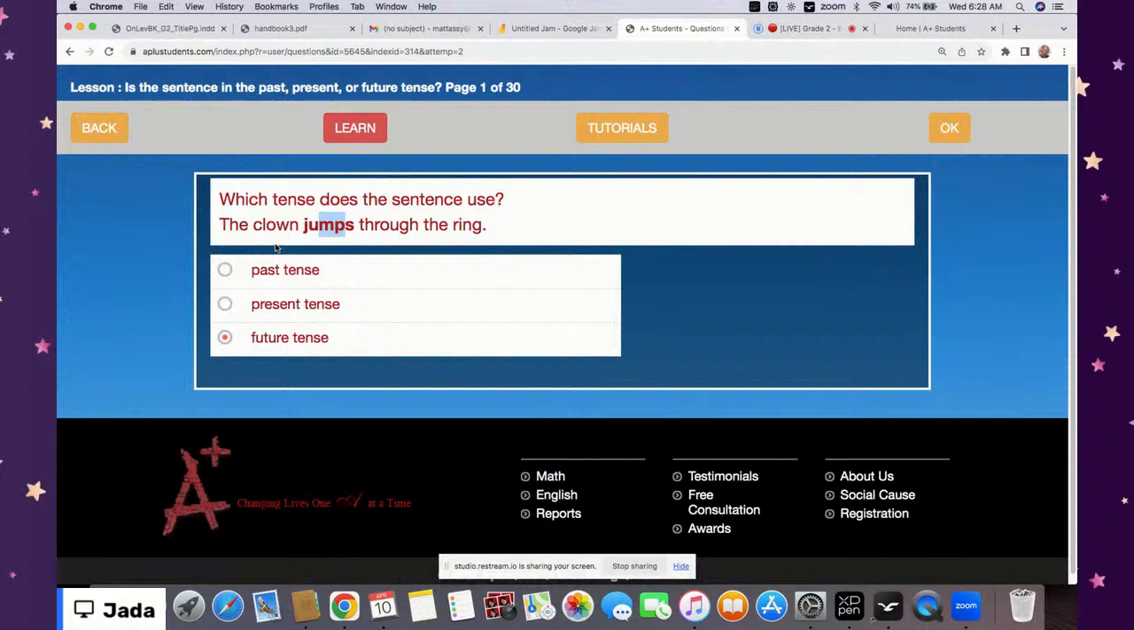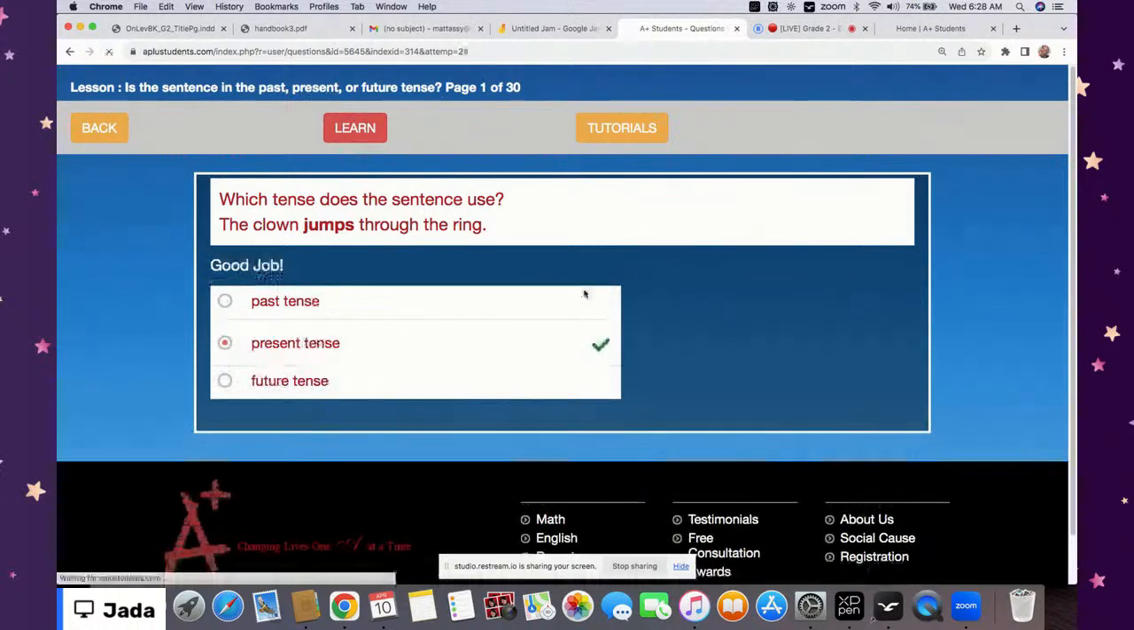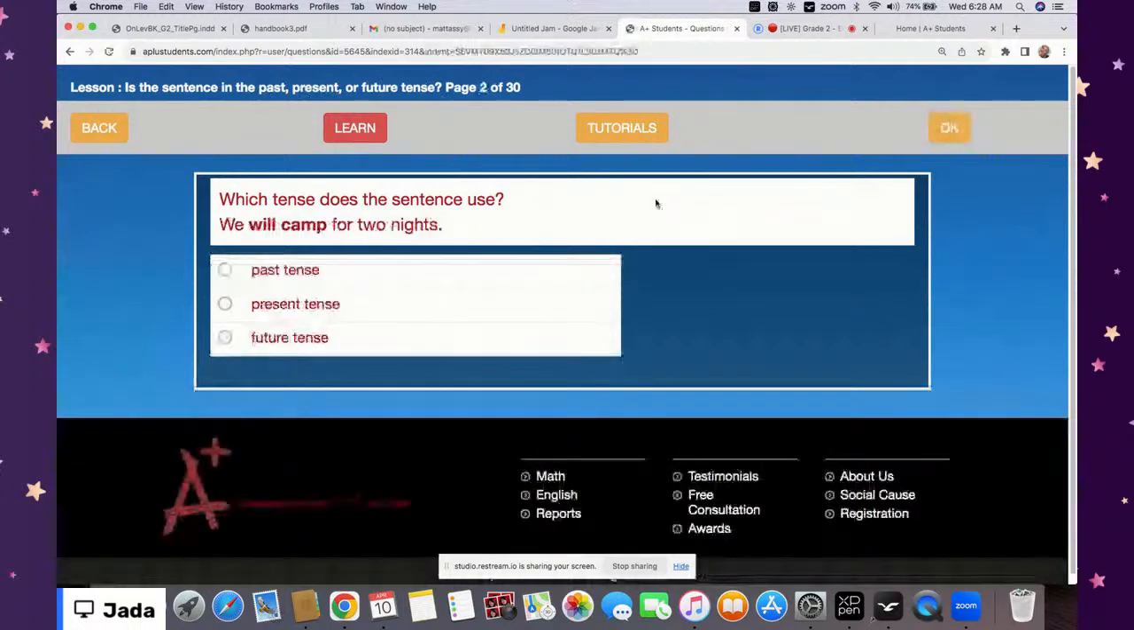What test are we doing? Present test. Okay, so we have the present tense. We're doing the test from the past, present, and future. Good job, Divine. We will camp for 2 nights. What's your answer? We will camp for 2 nights.